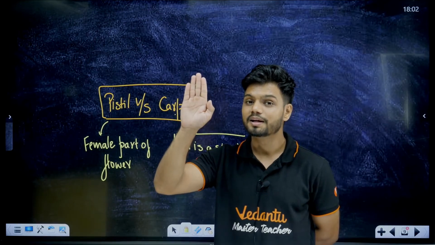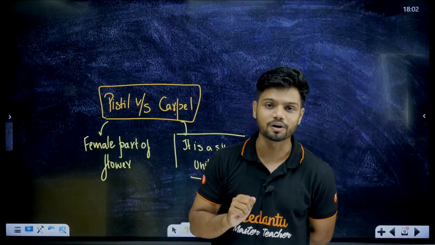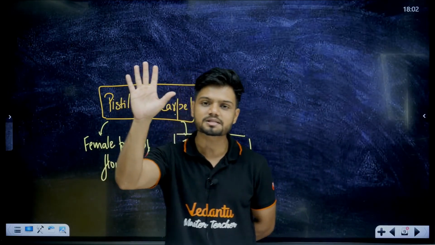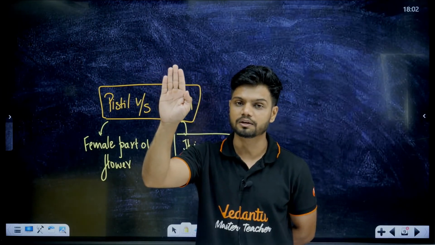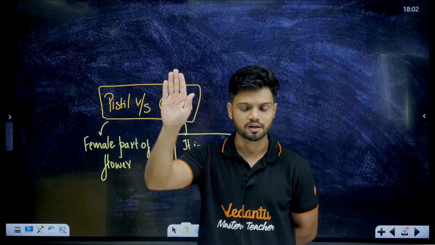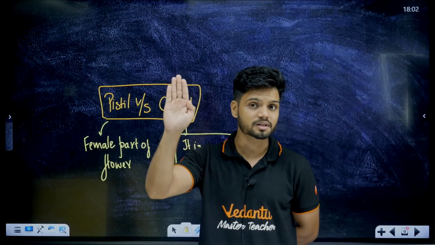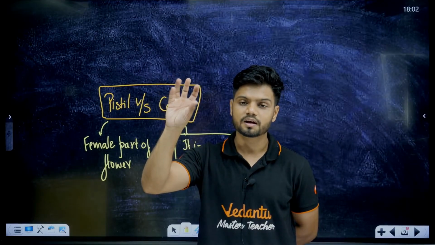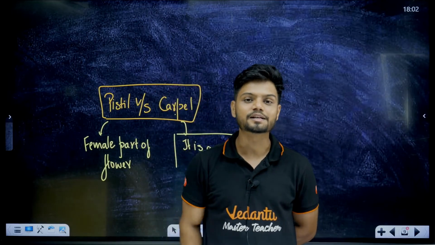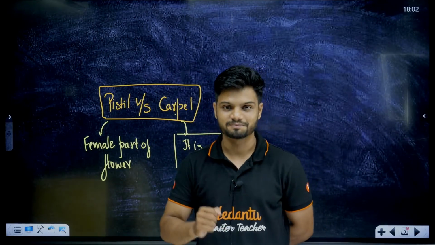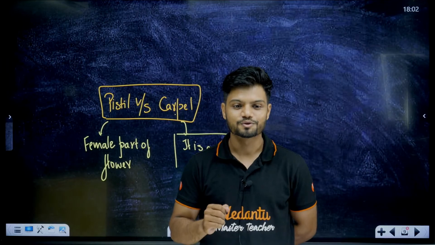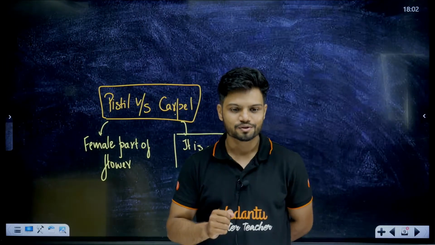it is called syncarpous. So in a pistil, if all the carpels are completely fused, it is called syncarpous. Now imagine in this particular pistil, if all the carpels are free, then it is called apocarpous. So many words, right? So many terminologies. Yes. So that's what it is.